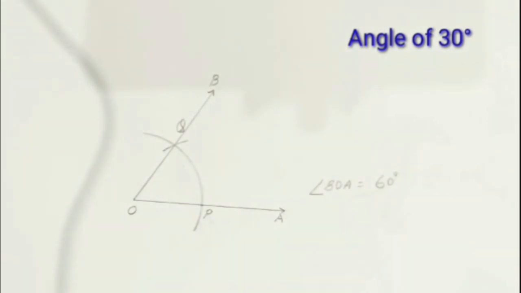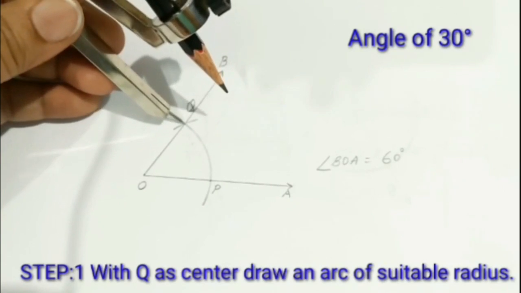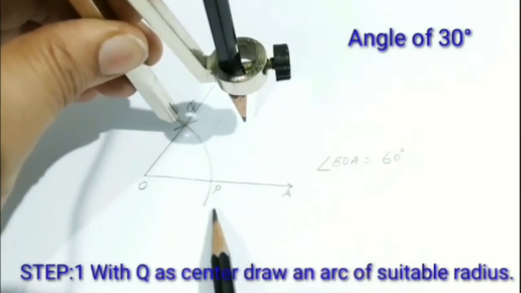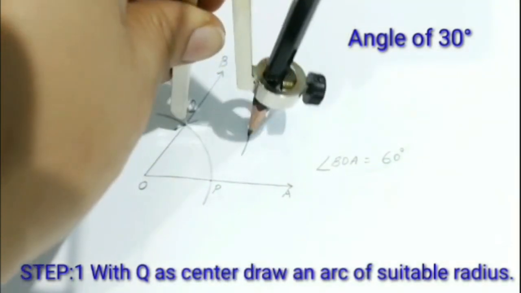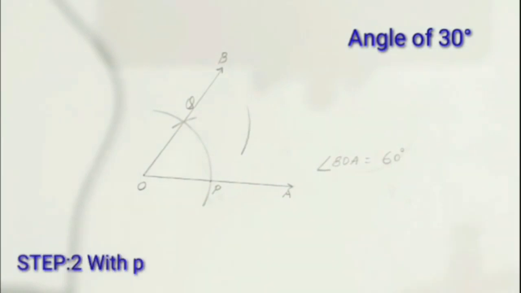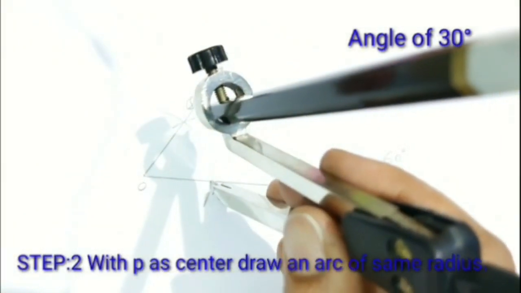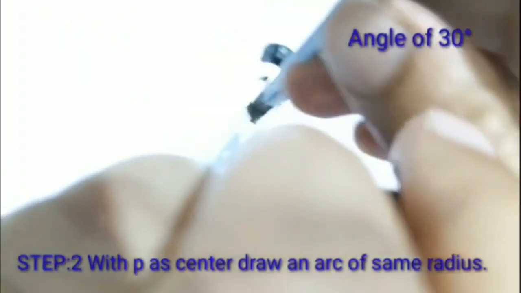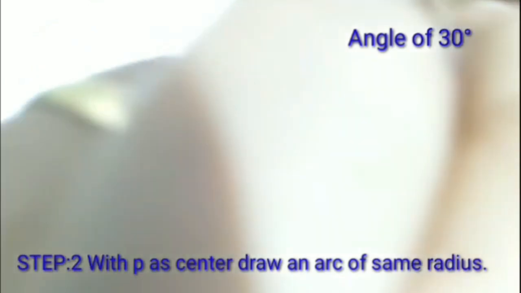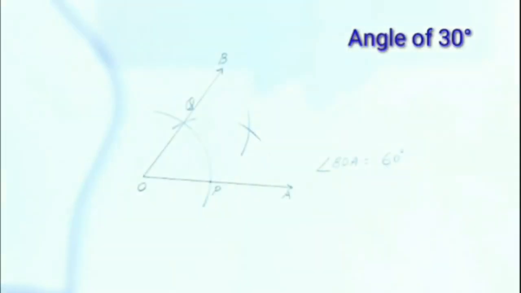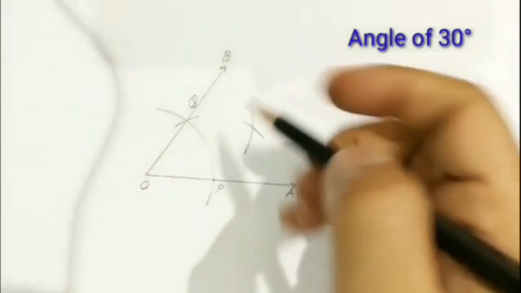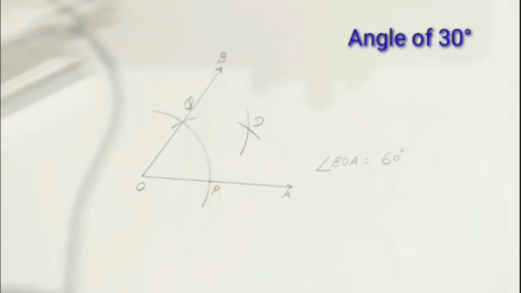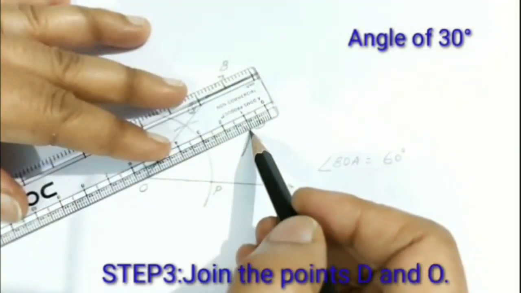So the steps to be followed. Step 1: take Q as center and a radius more than half of PQ and draw an arc. Step 2: without changing the length of the arc, with P as center, repeat the same. The two arcs meet at point D. Step 3: join DO.